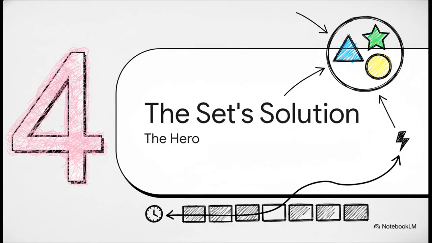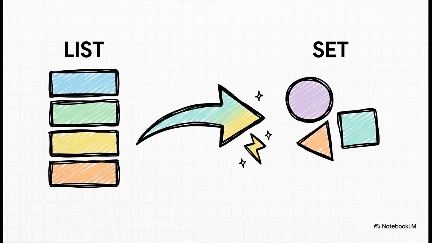But what if you didn't have that messy shoebox? What if you had a much, much smarter system? Well, this is where the set comes in to save the day. And the solution is, well, it's almost ridiculously simple. Instead of putting your data into a list, you put it into a set. It's often just a one-line change, but the impact on performance is just massive.